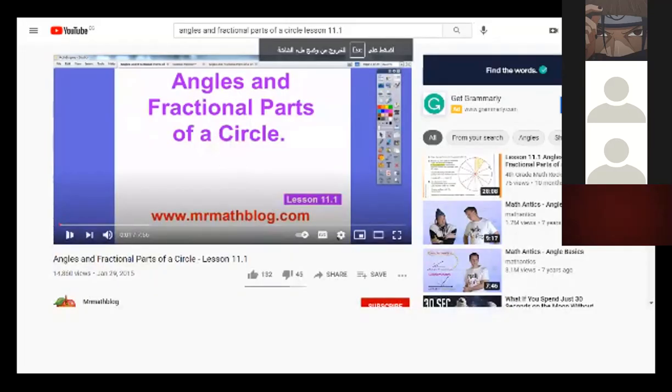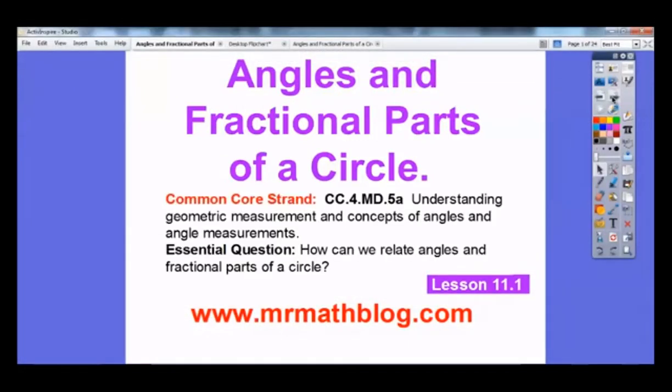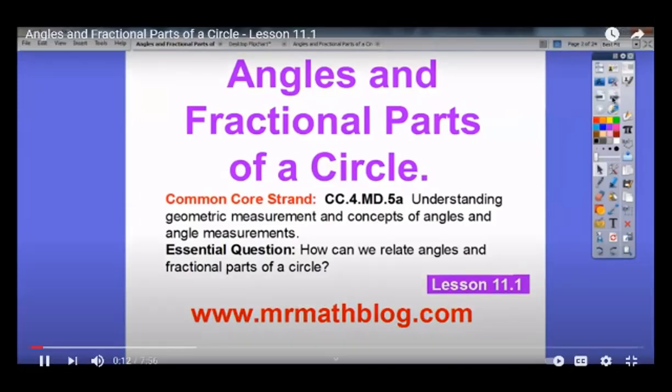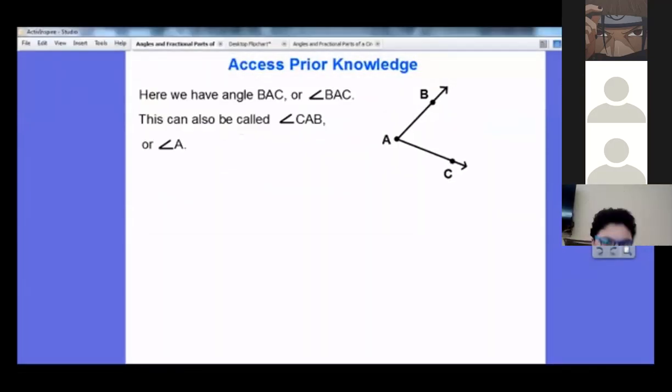This lesson is on angles and fractional parts of the circle. Okay, so you're going to need some fraction parts of circles. So there's our common core strand, and our essential question is how can we relate angles and fractional parts of circles? Okay, so let's access a little bit of prior knowledge here.